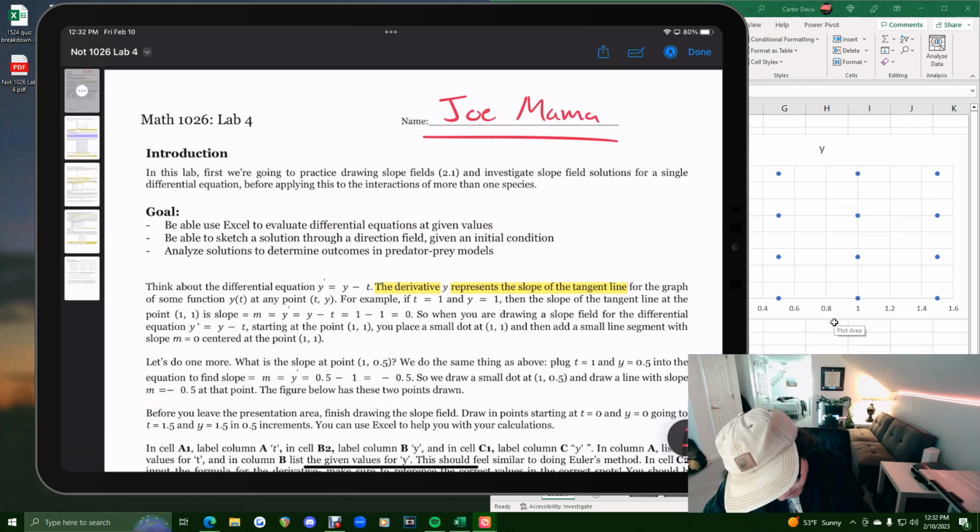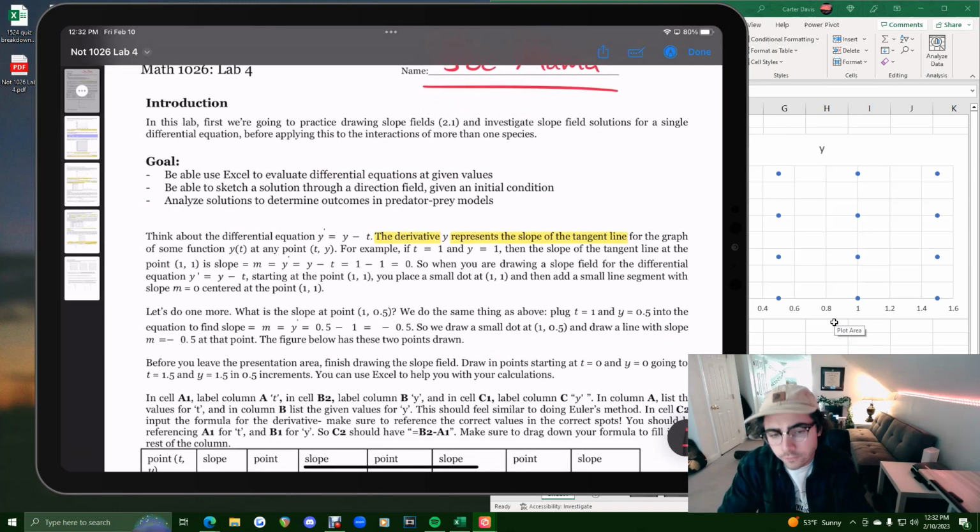Jumping into it, we're doing a little bit with slope fields, which at this point you should have done a week or two ago, a little while ago. You've already been tested on it and so on. So I'll skim through it as best I can while touching on all the important stuff.